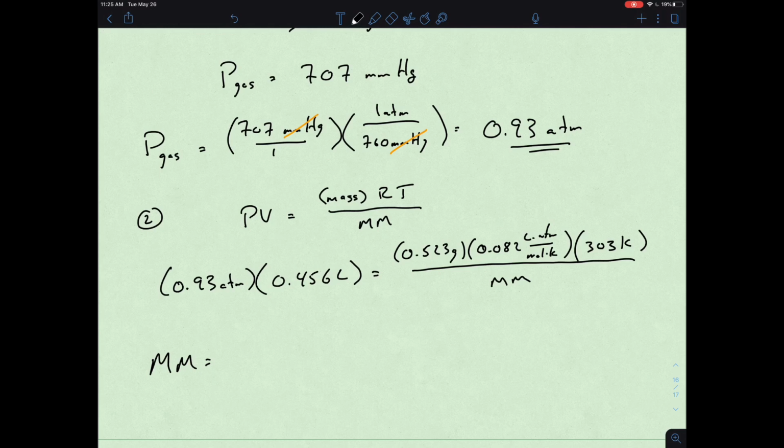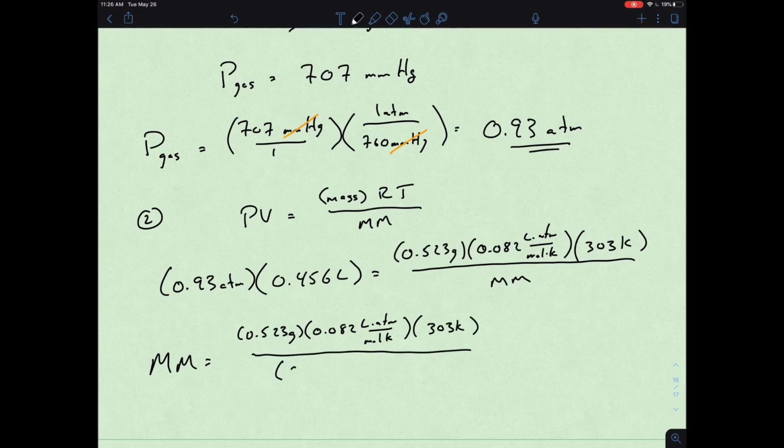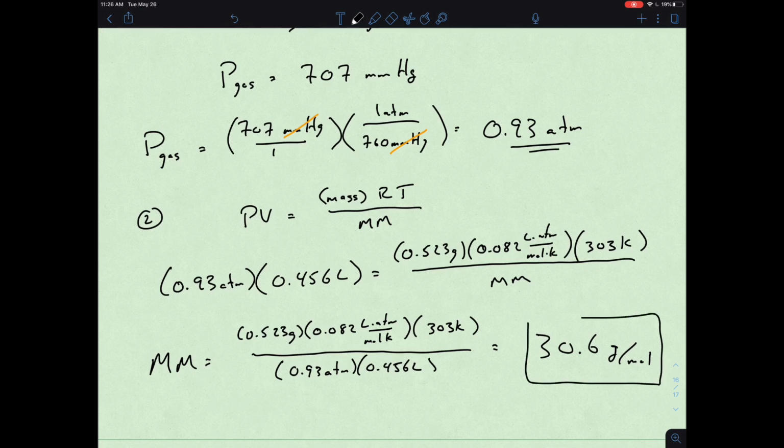So we could plug this into our calculator, putting everything on the same side. Take the product of the numerator and then divide by the product of the denominator. And so we get a value of 30.6 grams per mole for the unknown gas. So that's the idea of mixtures of gases and Dalton's law of partial pressures.